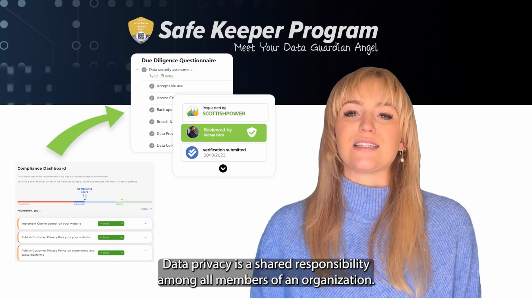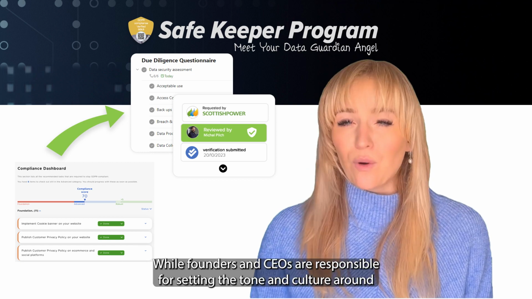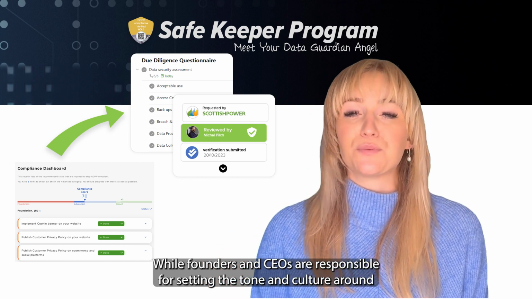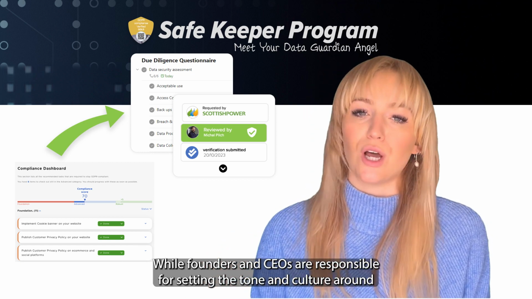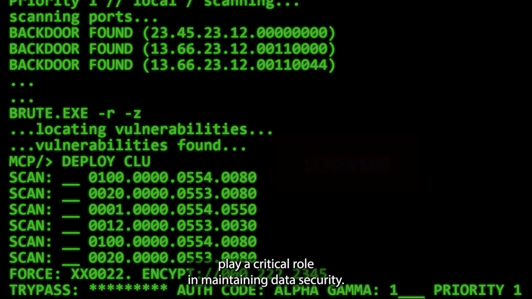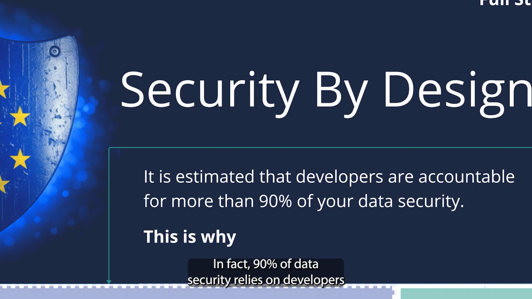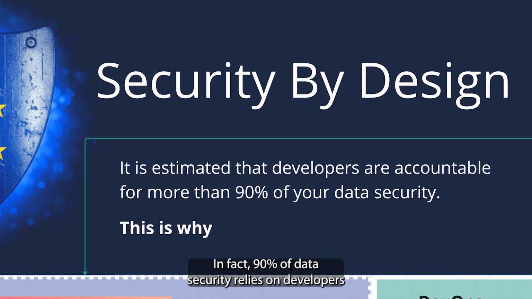Data privacy is a shared responsibility among all members of an organisation. While founders and CEOs are responsible for setting the tone and culture around data privacy, developers and other team members play a critical role in maintaining data security. In fact, 90% of data security relies on developers.